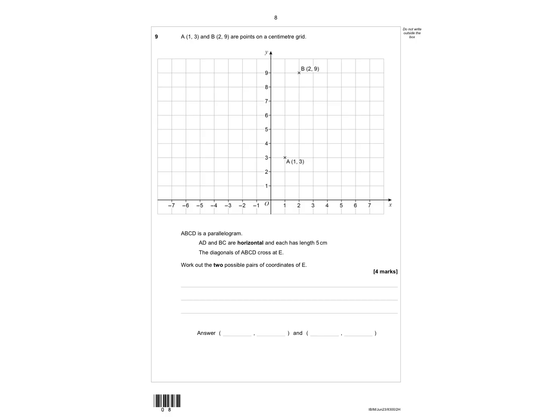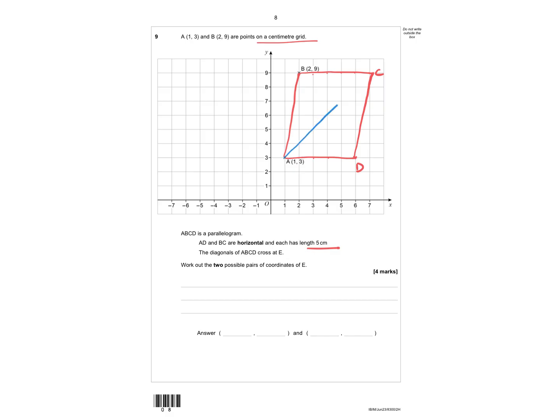So the only way to do this question sensibly is to actually draw out possible parallelograms. So we know that AD and BC are horizontal and each has length 5 centimetres, and this is a 5 centimetre grid. So if we count along 1, 2, 3, 4, 5, that gives me a possible position of D, and then 1, 2, 3, 4, 5, that gives me a possible position of C. And then if I use some red lines to draw in my parallelogram, use a ruler when you do this, there we go, and then we know the diagonals cross at E.